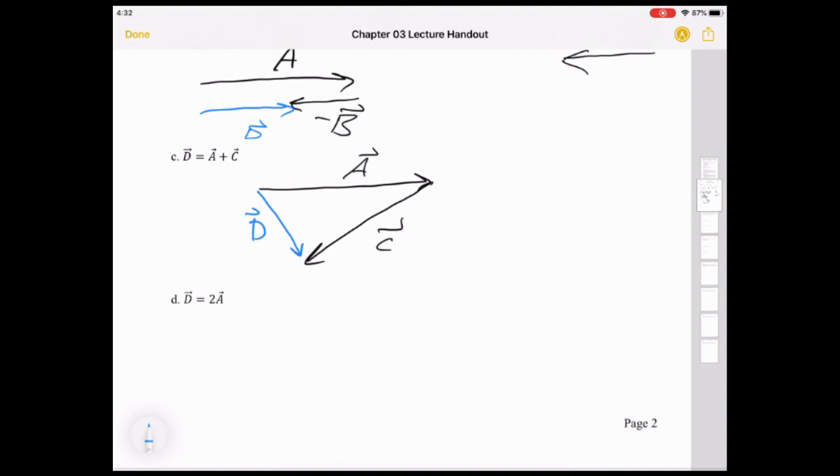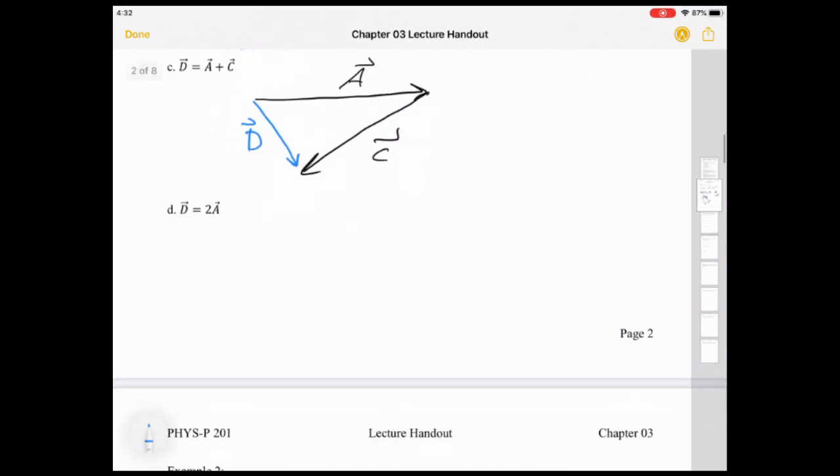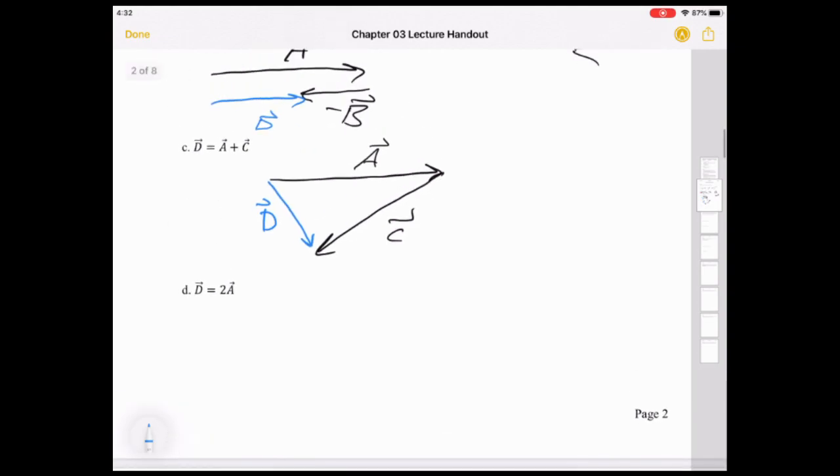Thrust is actually a force, and force is a vector. Anyway, I want to skip part D here, just to give us a little more time in this video.